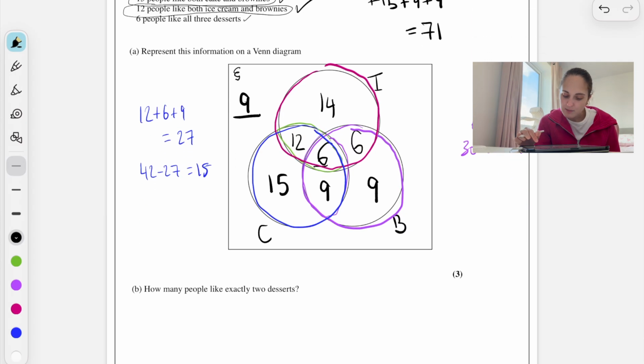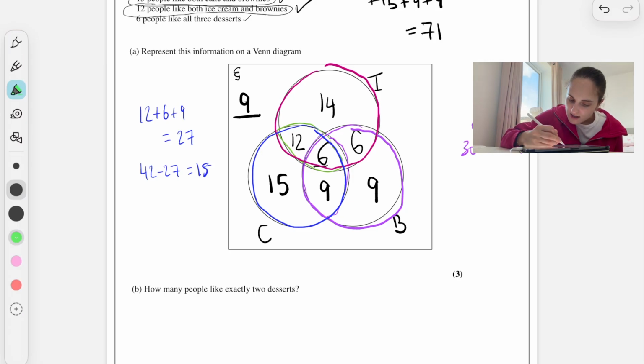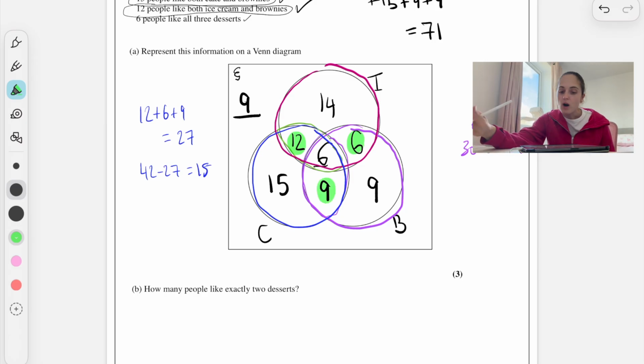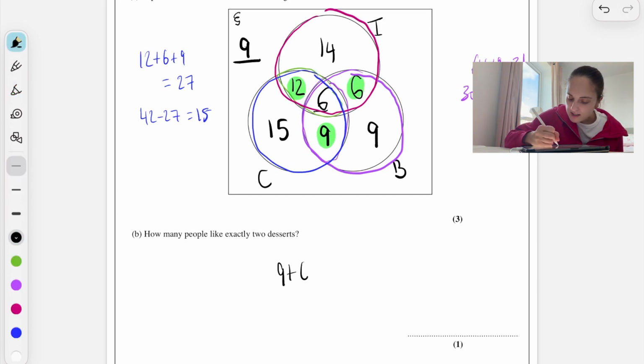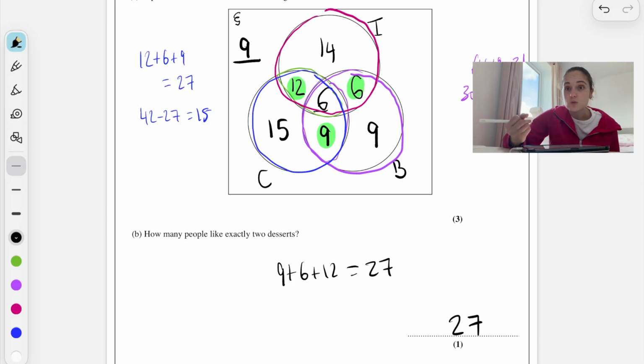The next part says how many people like exactly 2 desserts. So the people who like just the 2 desserts, they're going to be these people, because these are the people who like either cake and brownies or ice cream and brownies or cake and ice cream only. So I'm going to do 9 plus 6 plus 12, that's going to be 27. So the answer to this question is 27.